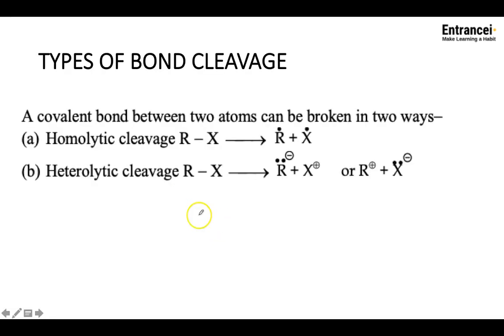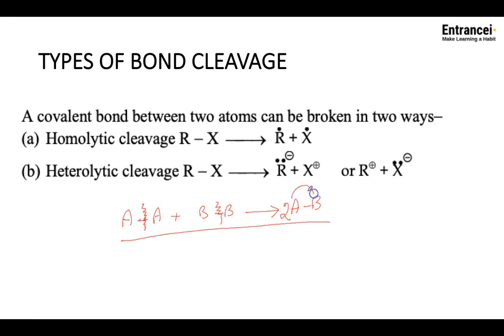How do I define bond cleavage? In chemistry, if you take any reaction, there are two things happening. Let's say the two molecules are AA and BB. If it is a chemical reaction and it forms AB, what happened in this particular reaction? The old bond between A and A breaks and the new bond between A and B forms. That means in a chemical reaction, two things happen: old bond cleavage and new bond formation.